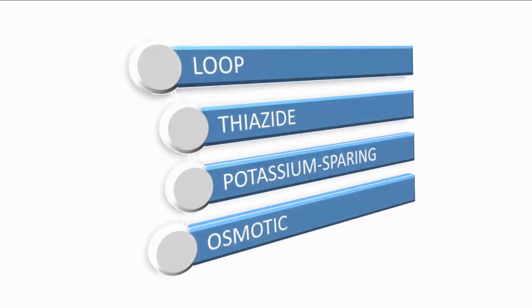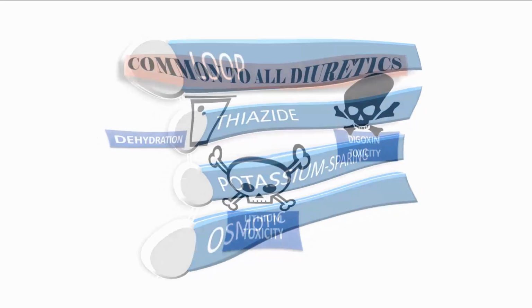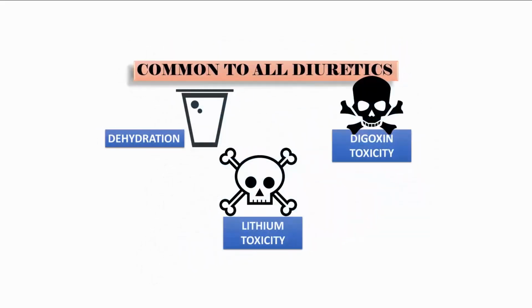We will basically study 4 classes of diuretics in this session: loop diuretics, thiazide diuretics, potassium-sparing diuretics, and osmotic diuretics. Note that loop diuretics are more commonly used and are more efficient than other diuretics. Before going in depth for each of these drug classifications, please remember some common points, which are true for all diuretics, and these are quite useful for the NCLEX examination too.